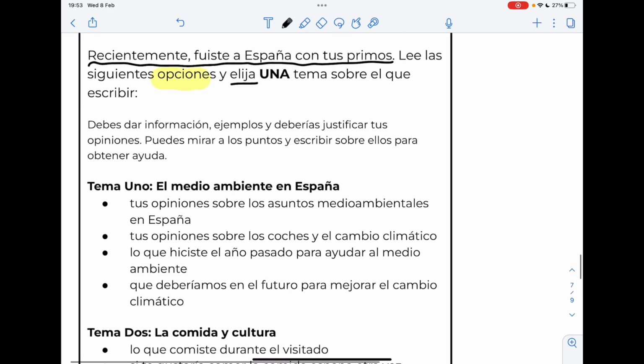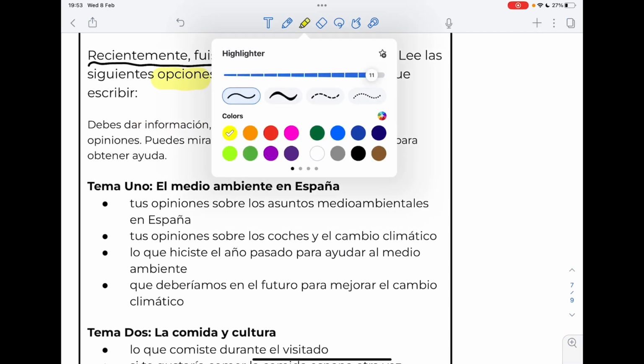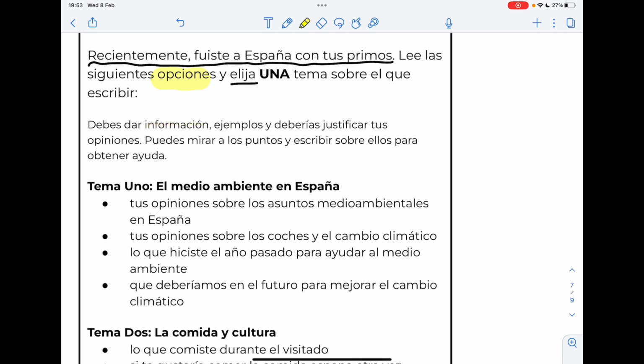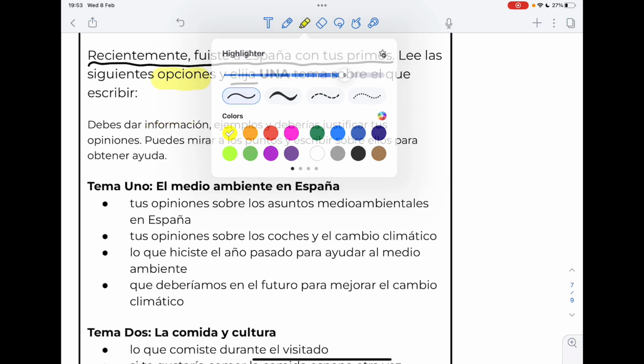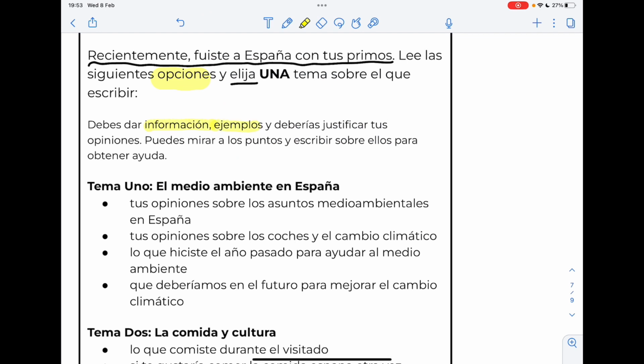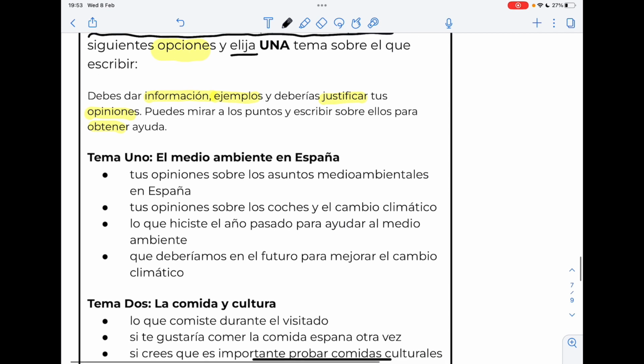And then this part here is really important. Debe estar información, ejemplos, justificar, opiniones. What that's saying there is you should give information, examples, and justify your opinions. And then it says, puedes mirar a los puntos y escribir sobre ellos para obtener ayuda. So what that's saying there is you can look at the points, which are the little bullet points, and write about them to help you.